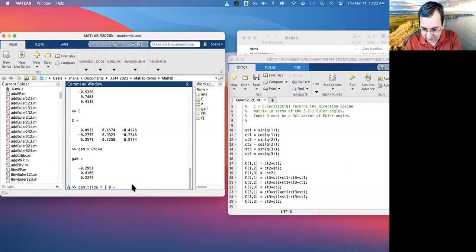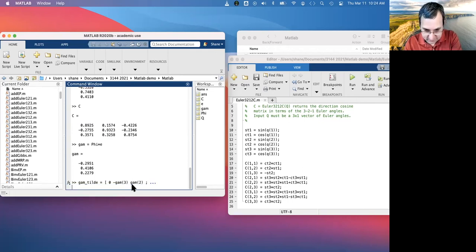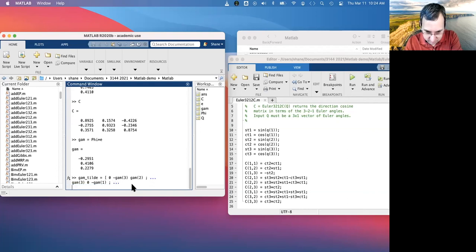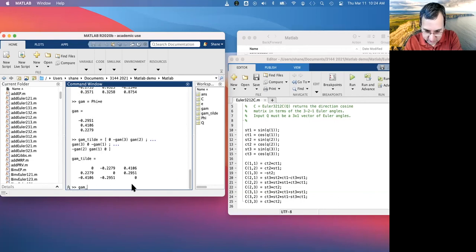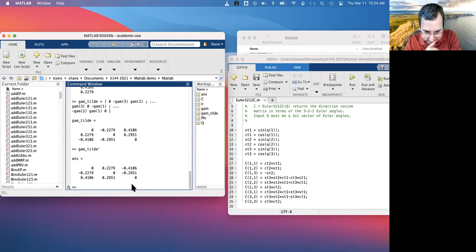So this is 0, negative gam 3, gam 2. A little trick there. And unfortunately, it's not all lined up, but hopefully you get it. So this is going to be gam 3, 0, negative gam 1. And the last one was negative gam 2, gam 1, 0. Ooh, cool. Okay, now let's look at gam tilde transpose. Yeah, that looks right. I'll call the matrix I'm going to construct CC. And you don't just write EXP. The MATLAB syntax for doing a matrix exponential is EXPM. Just remember that. Negative gam tilde.